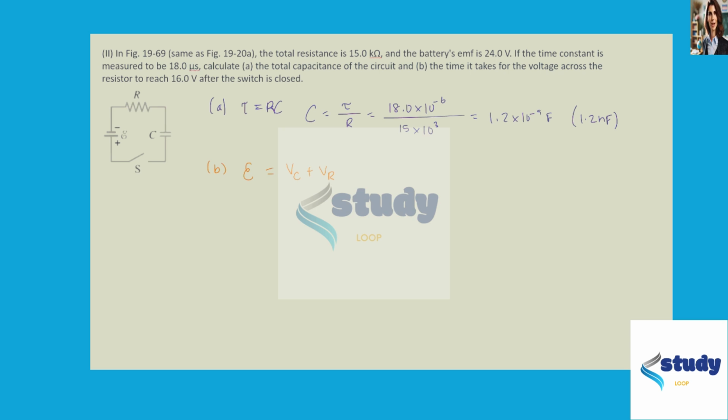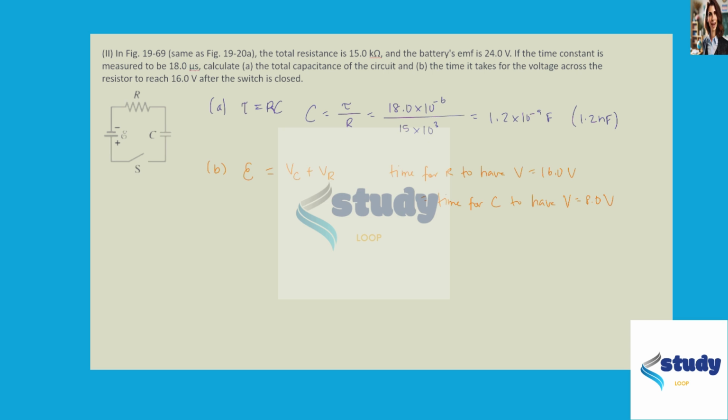And so the time for the resistor to have a voltage of 16 volts, let me make that a little bit clearer, 16 volts equals the time for the capacitor to reach 8 volts. So we can find that.